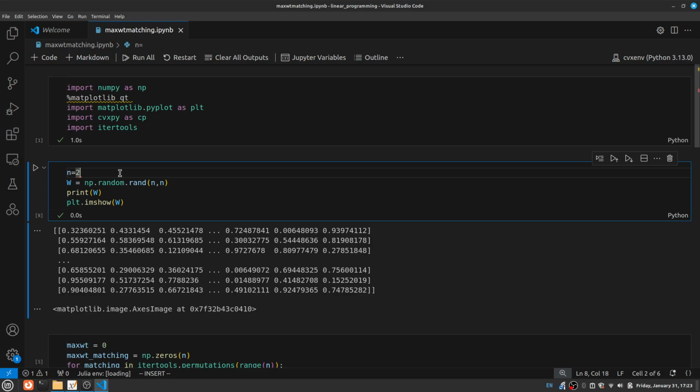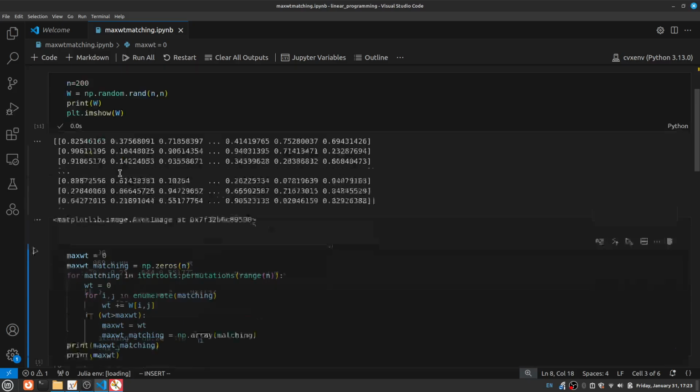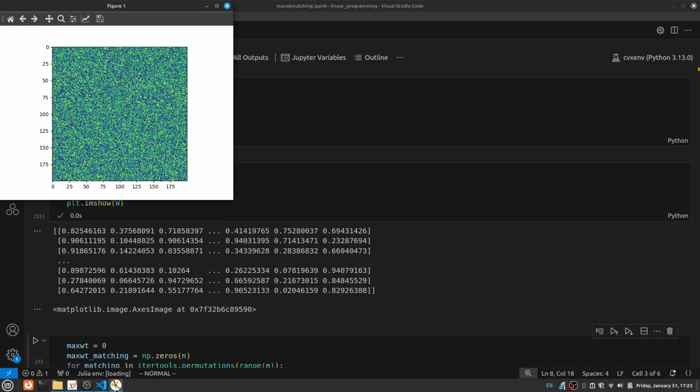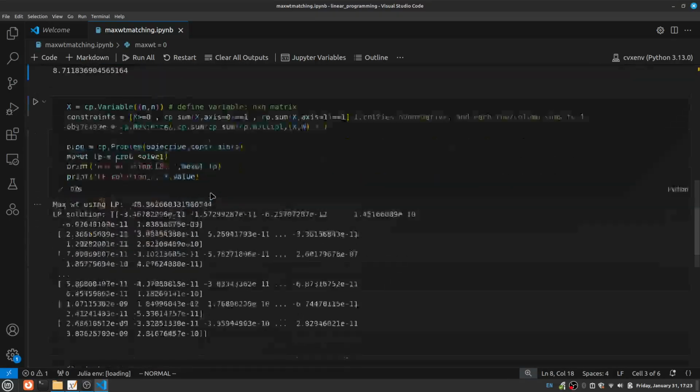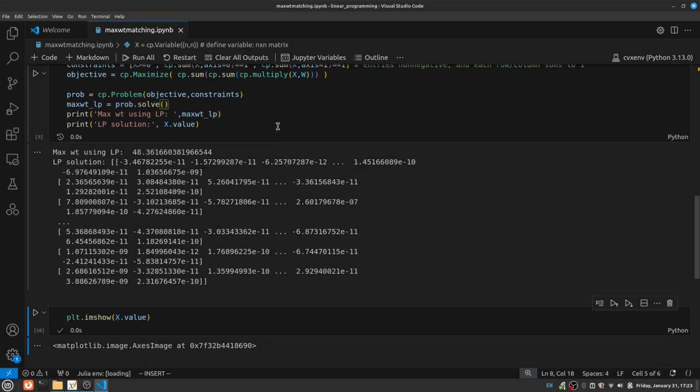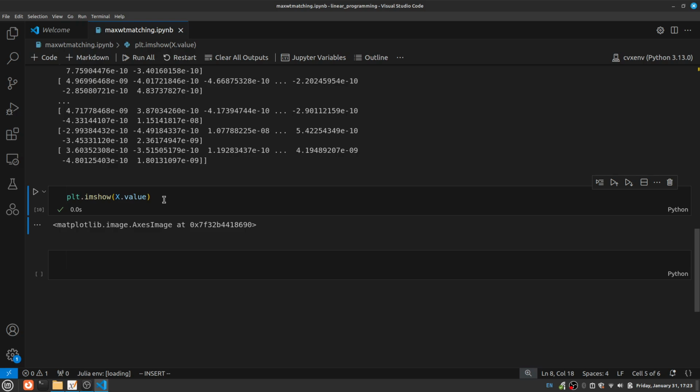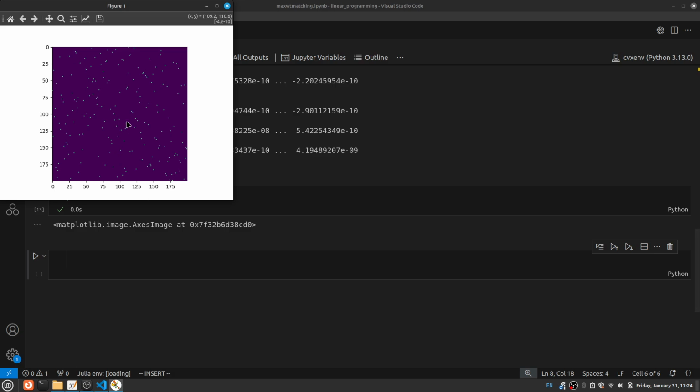Okay, let's see, 200. All right, huge matrix, right? 0.6 seconds. That's all that it took. Again, what you will get, you can verify, is that this is also going to be a permutation matrix.